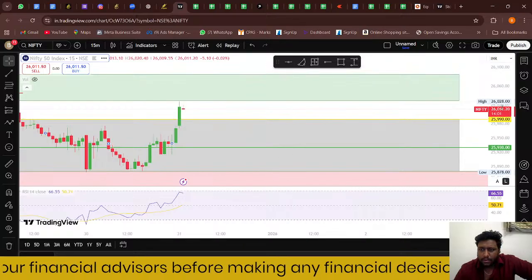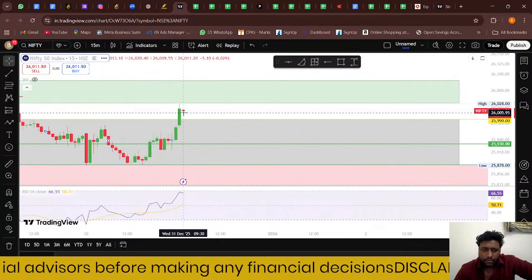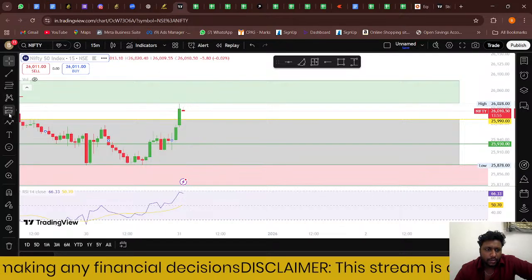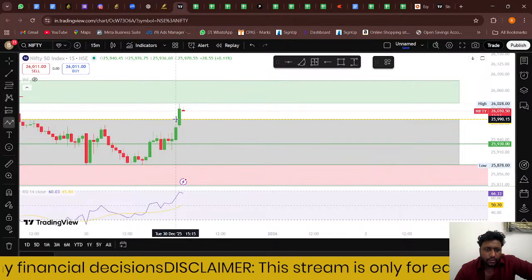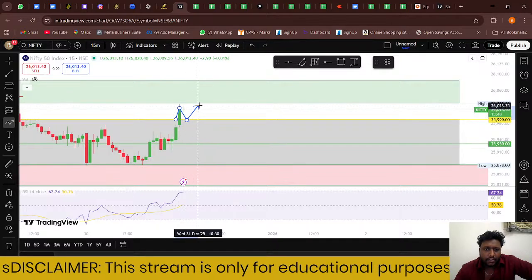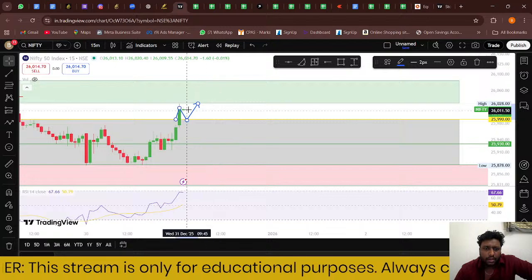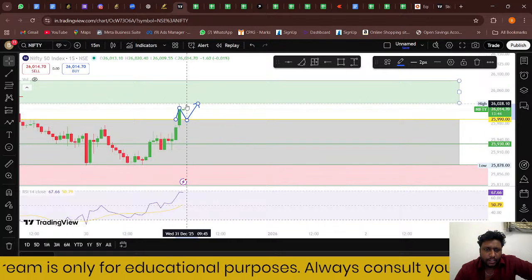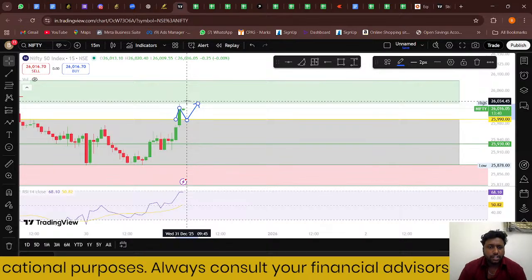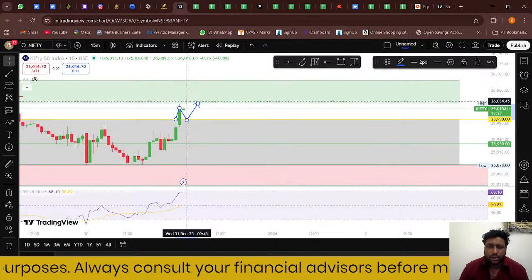So we will wait, and if we get a further pullback to this level, then we can plan an entry with respect to the 15-minute closing. If it is retesting well, then definitely you can go for a bull side entry. And if it is already going up above this level, then resistance 2 can be a reversal zone.